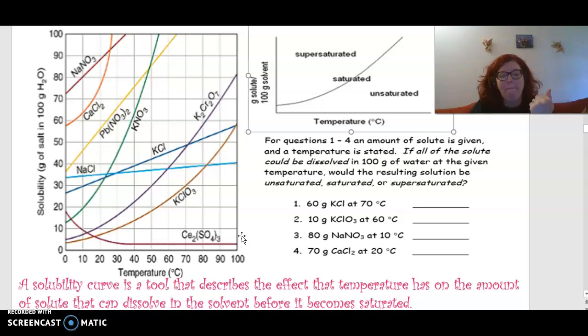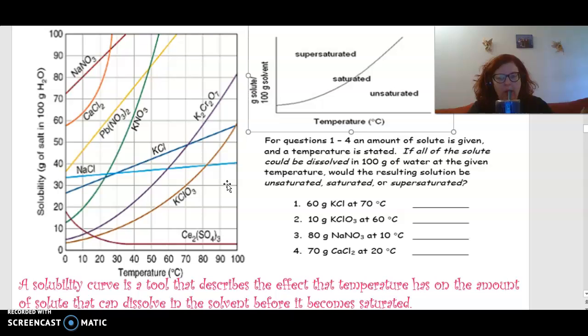The basic rules are as follows. On the line is saturated. Below the line is unsaturated, and above is supersaturated. Pretty easy, right?